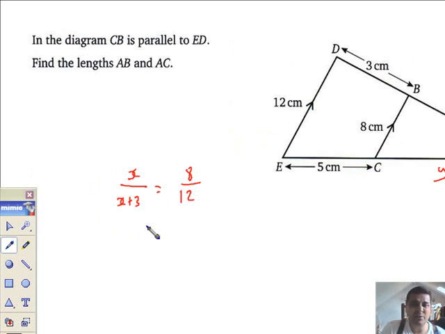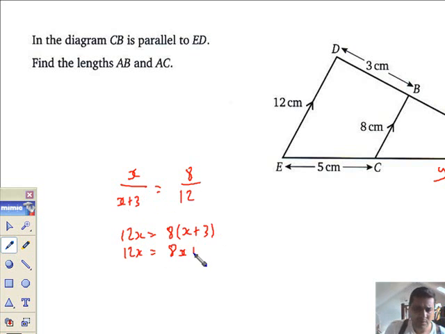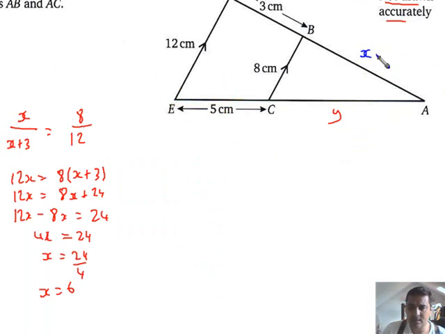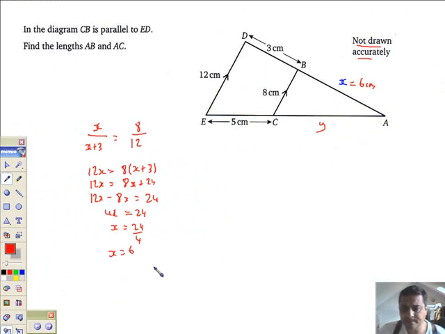So here I go. I've got unknowns top and bottom. Cross multiply. 12X's equals 8 multiplied by X plus 3. Bust it open. That's to say multiply the bracket out. Plus 24. Bring the 8X's next door and subtract. That gives me 4X is 24, from which X is going to be 24 over 4. X is 6, so there we go. X equals 6 centimeters. Lovely, that's that done.